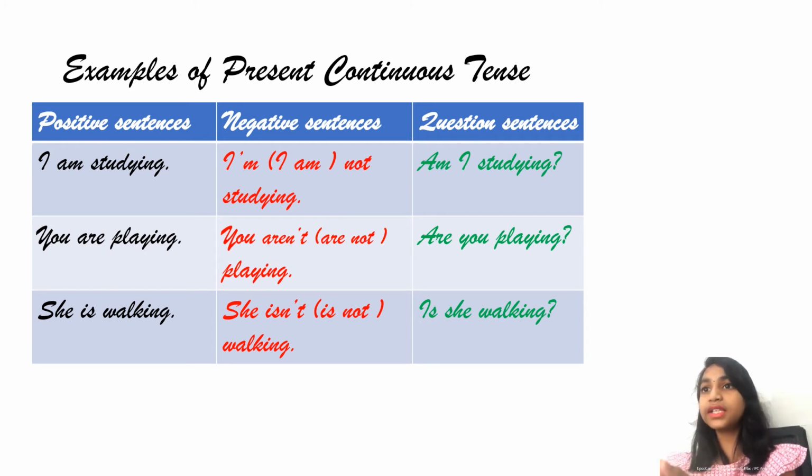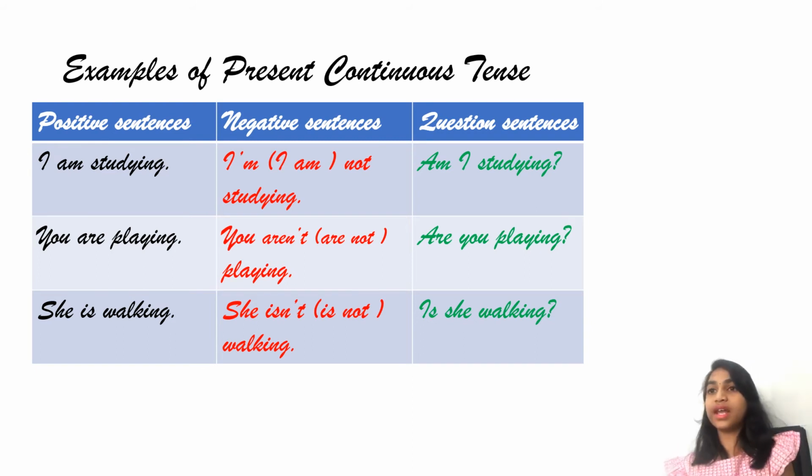Okay, but you can't write "is" for I. For example, if you have the subject I, you can't write "I is." It has a separate be verb. According to the subject only, you have to add the be verb. Remember that. And after that you have to write the verb plus ing. That's how you make a positive sentence.